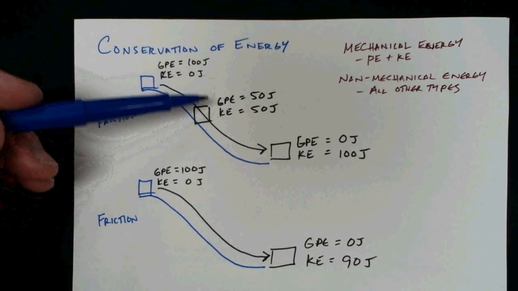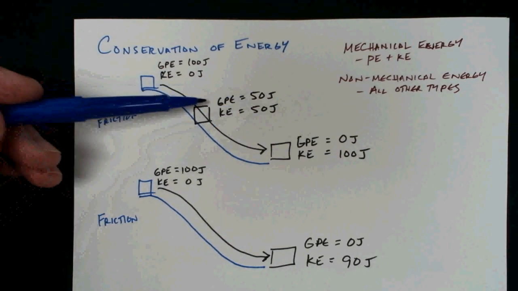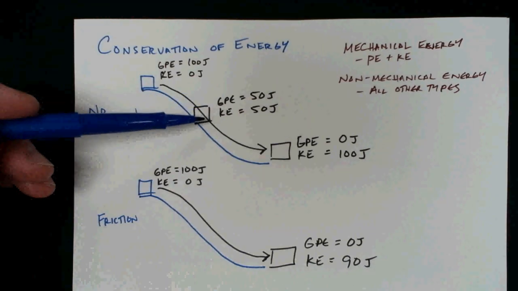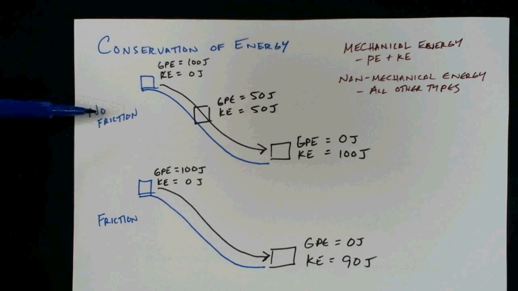There's a situation there in the middle. Right in the middle, we still have 100 joules, but it's now evenly split between gravitational and kinetic energies. So that's the general idea that we're looking at with these problems. That's the no friction example.